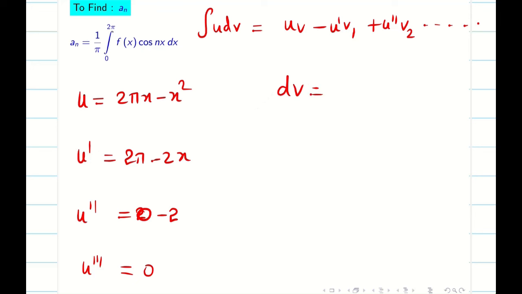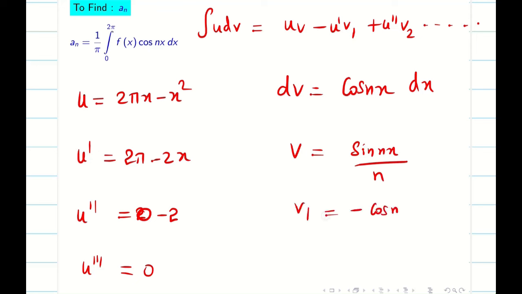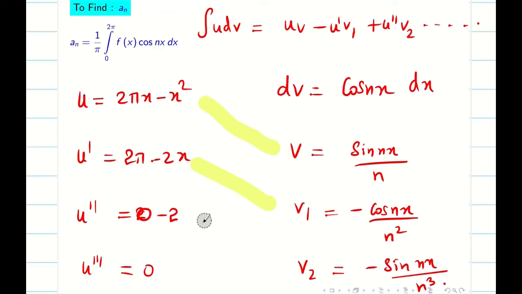Similarly, dv is equal to cos nx. When I integrate this, I'll be getting v equal to sin nx by n, and v1 is equal to minus cos nx by n square, and my v2 is equal to minus sin nx by n cube. Now to apply the Bernoulli's formula, we have to map this uv, u dash v1, u double dash v2.